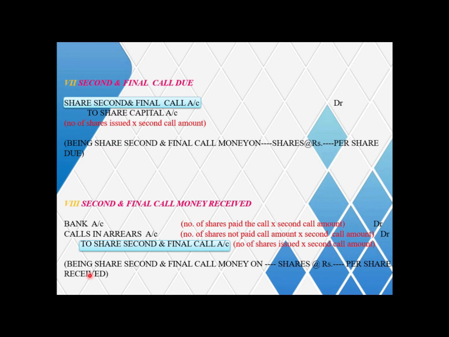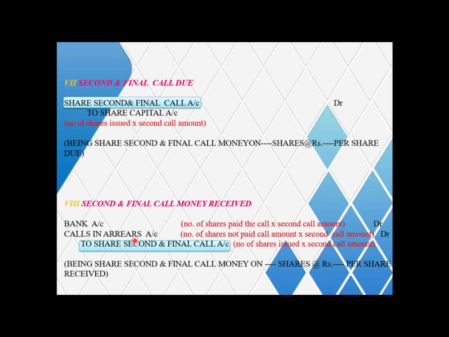Students, in the entry number 6 and number 8, we have calls in arrears account where shareholders have failed to pay the call money. In that case, company sends reminders to the shareholders to make the payment of calls in arrears. If shareholders do not respond to reminders and fail to pay call money, the directors can forfeit their shares. Forfeit means cancellation of shareholdership. That is, he is no more a shareholder of the company.